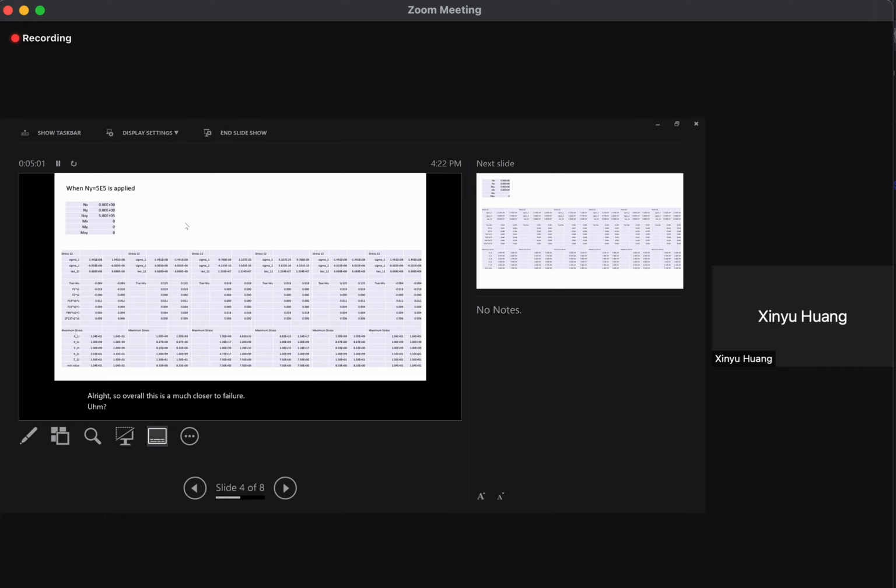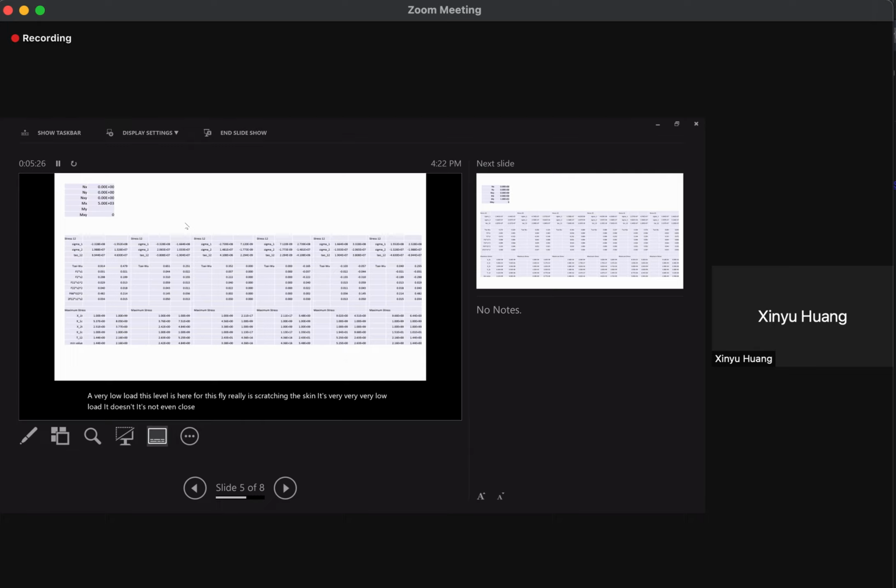This is when I apply shear. The effect of shear on the failure threshold over here seemed to be very low load. This level of shear for this ply really is just scratching the skin. It's very low load. It's not even close to the failure threshold.